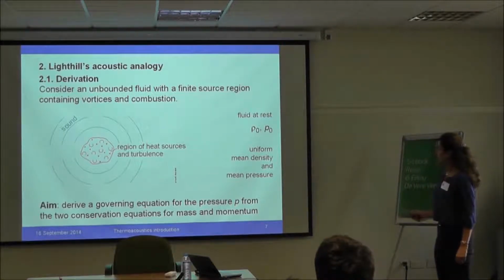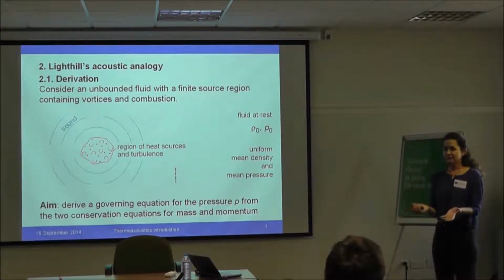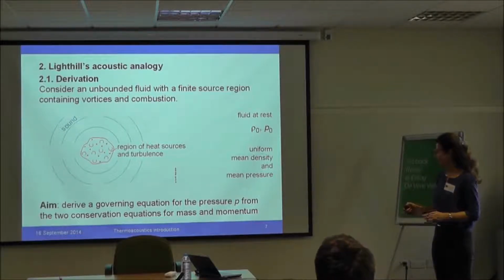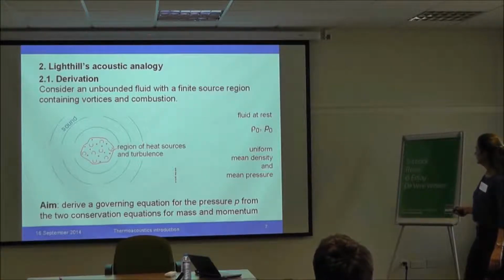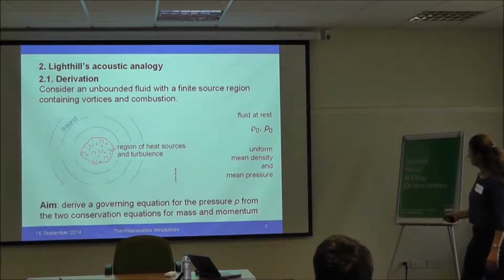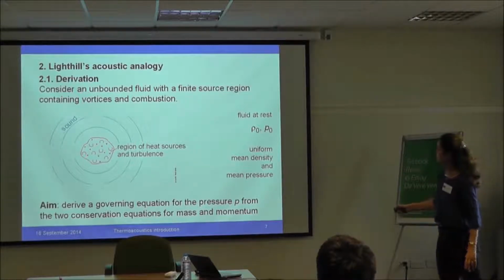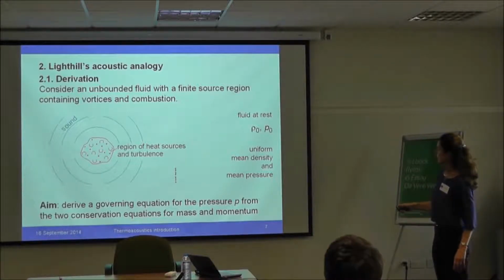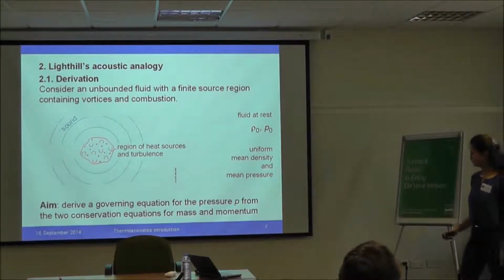Right, so what we are going to do is consider an unbounded fluid filling all of space, but only in a finite region within that space we have sources. That's heat sources and vorticity sources. So in a localized region we have these sources, and everywhere else we have an unbounded uniform medium at rest with density ρ naught and pressure P naught. So I've indicated that here at the edge we have a uniform mean density and mean pressure. And here is our source region with heat sources, these are the orange dots, and turbulence, these are the pink little curvy arrows. And these sources radiate a sound field, which is indicated with the blue lines.